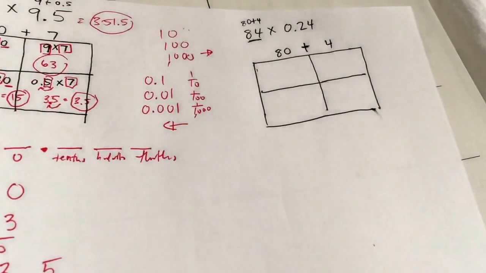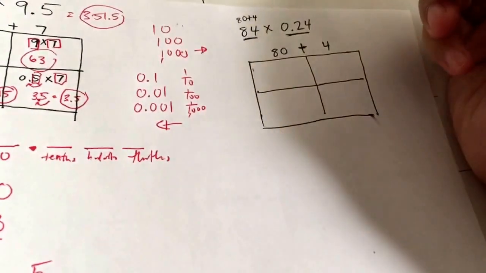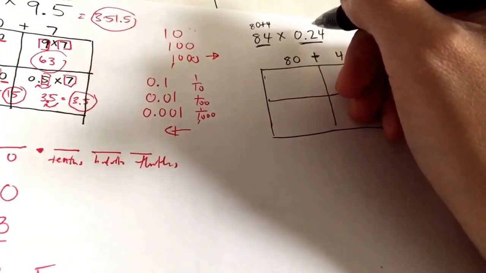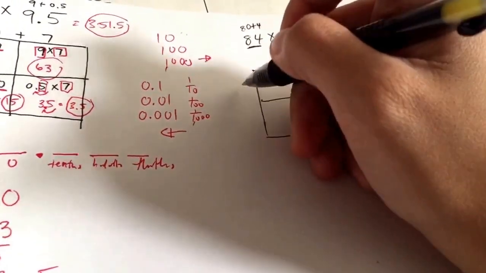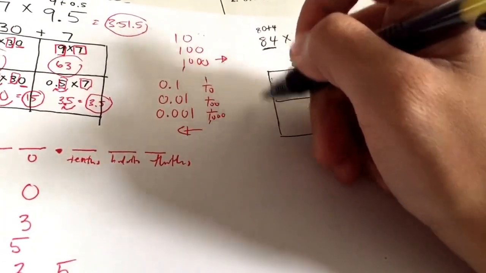Now what I want you to do before you watch this second section is break down 24 hundredths on your own. So pause it, see if you can break down 24 hundredths and see if you get the same answer for what goes at the top and the bottom here, on the left and right side.